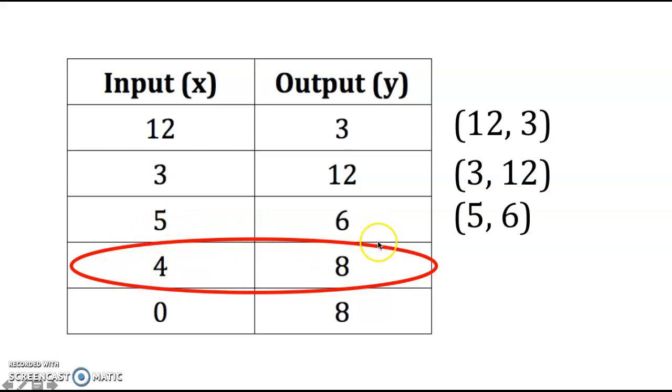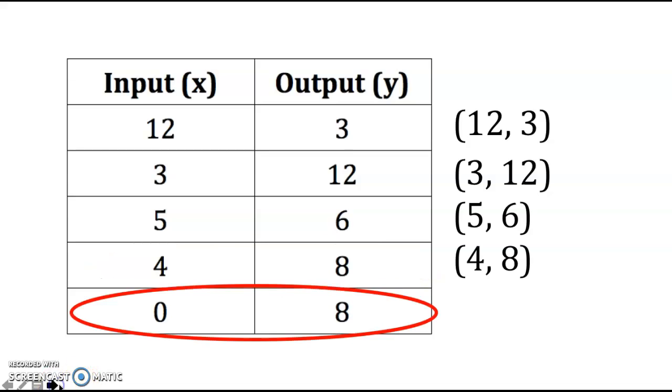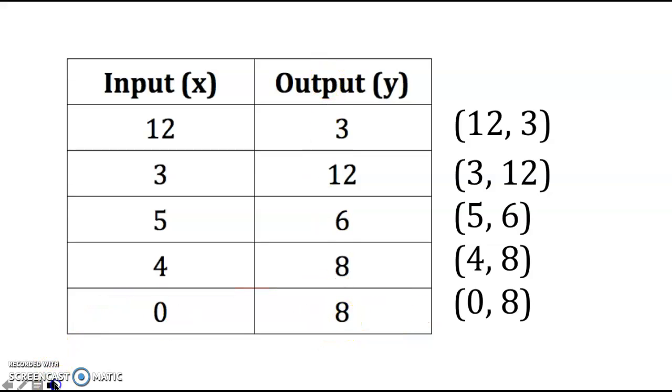X always comes first, y always comes second. Our ordered pair is 4 and 8. And last but not least, we've got 0 and 8. We know 0 comes first because it's in the x column, and 8 comes second because it's in the y column. Our ordered pair is 0, 8.